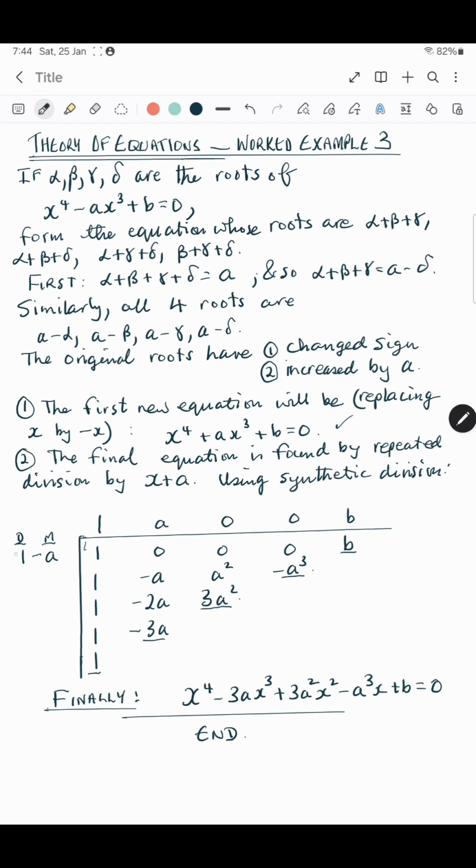Carrying on, 1 into 1 goes once. Now let the multiplier do its job. 1 times minus a is minus a. Add on to minus 2a gives us minus 3a. That takes us to there. And then we finally just have 1 into 1 goes once. Right, so our result will be x to the fourth minus 3ax cubed plus 3a squared x squared minus a cubed x plus b equals 0.